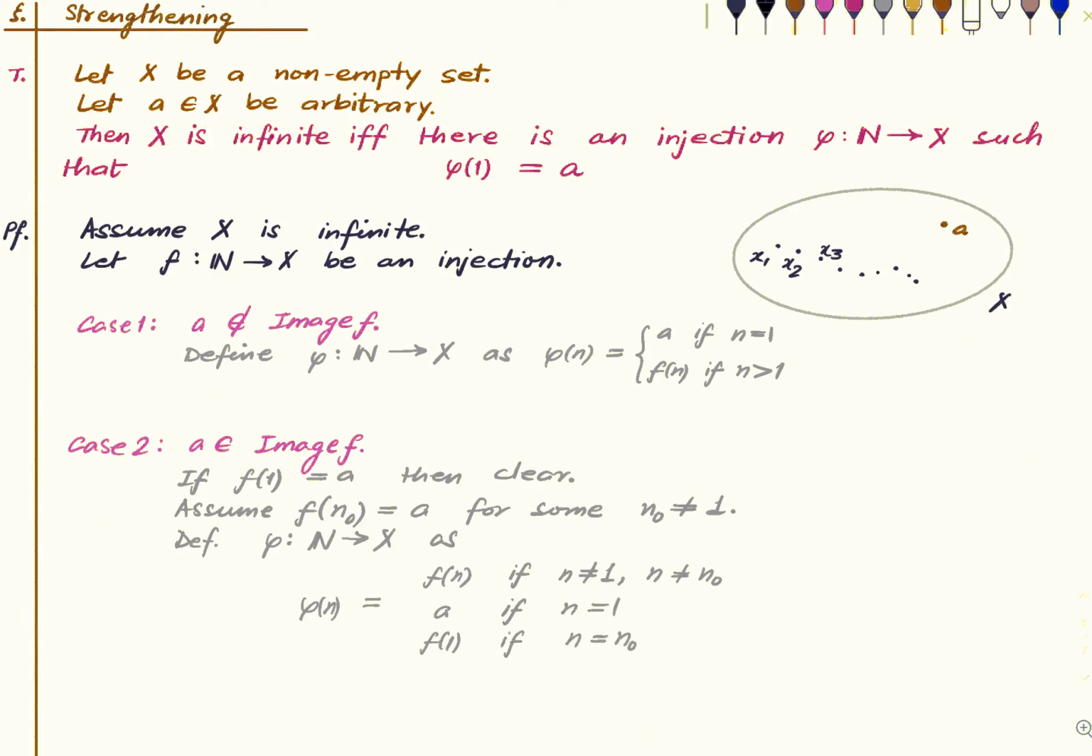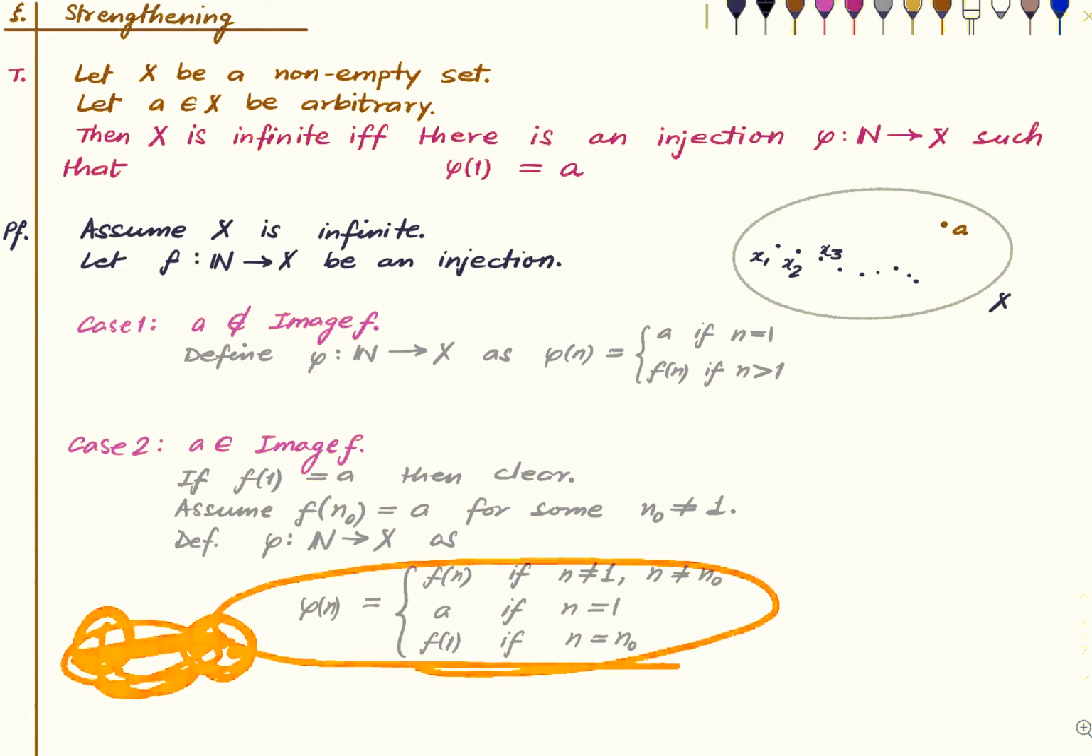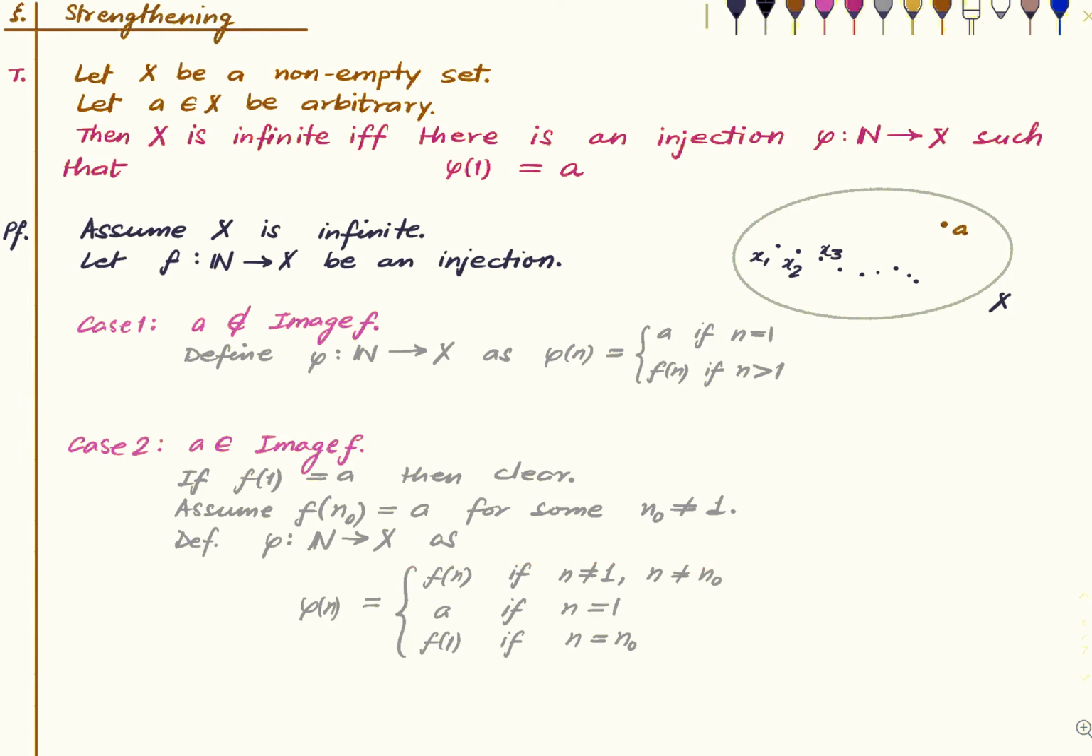Again, this may look complicated, but all we are saying is, what does phi do? It behaves exactly like the function f, except on 1 and n naught, where the behavior is switched. Whatever f was sending 1 to, phi sends n naught to that, and whatever f was sending n naught to, phi is sending 1 to that. So it's just flipping the role. That's all this is doing. And clearly then, it should be intuitively as well as technically clear that phi is an injection, and clearly it sends 1 to A.